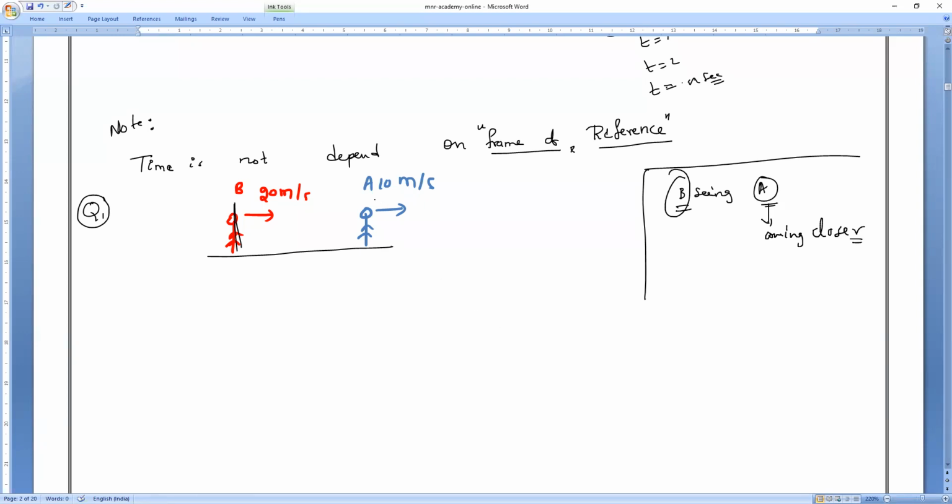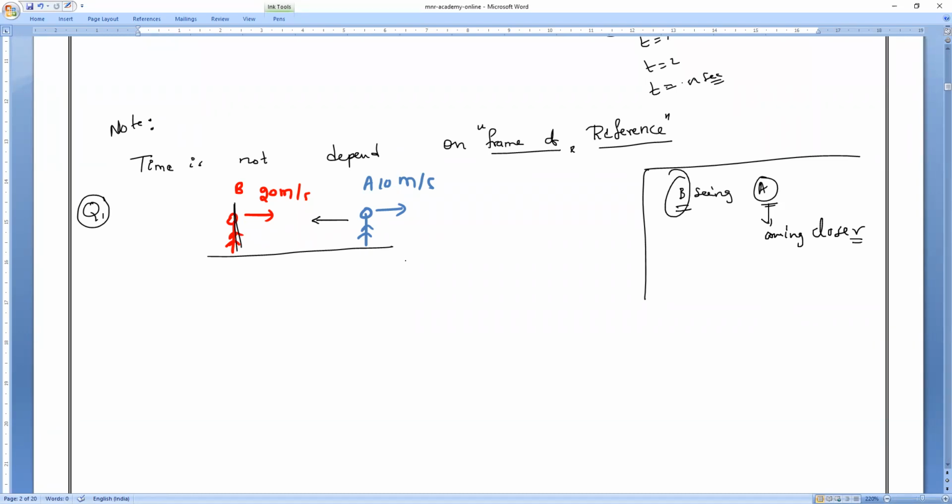Now, A is my observer. A is seeing backward. Now you tell me, does B appear to be coming closer to A or moving far away from A? Everybody, please respond. Closer. Moving closer. Yes or no? B will feel that A is coming in this direction. Yes or no, guys? Will you all accept it?